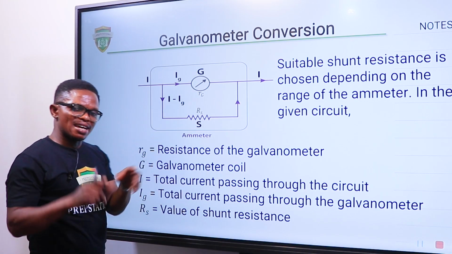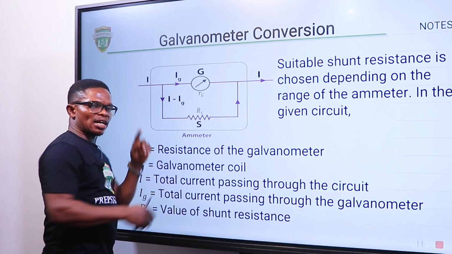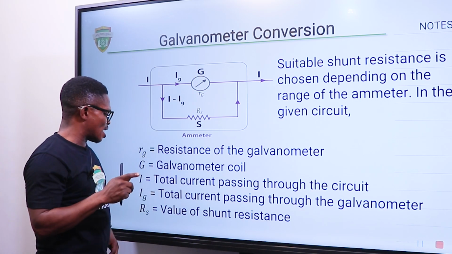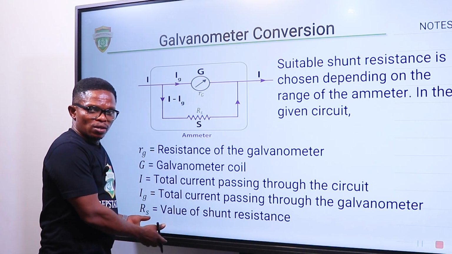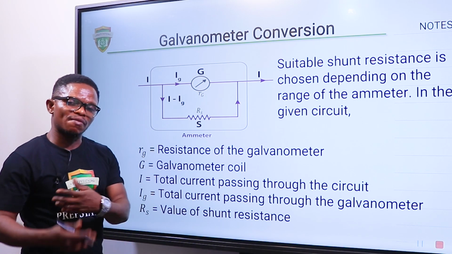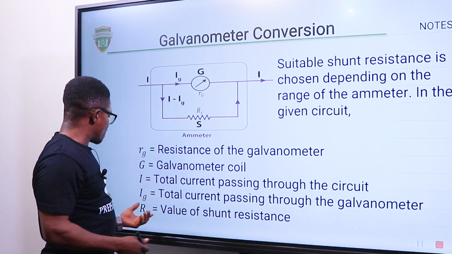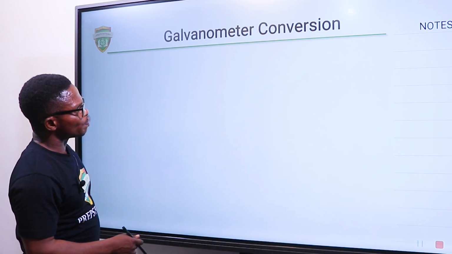IS represents the current through the resistor that is used in converting a galvanometer to an ammeter. I keep emphasizing that because I've seen questions about this very resistor. You see questions like: the resistor used in converting a galvanometer to an ammeter is called what? So take it from me, it's called a shunt. Don't forget. Now let's move forward.